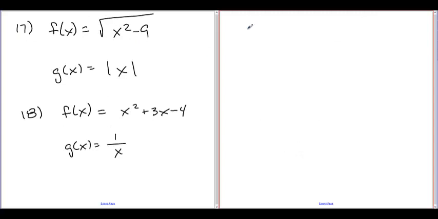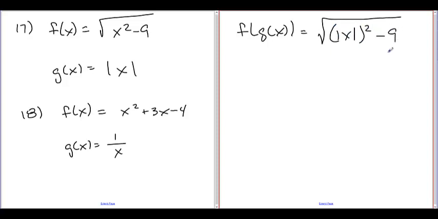Okay, the third one, we have f of g of x. So we're going to plug that into here. So we'll have the absolute value of x, quantity squared, minus 9. And g of f of x will have the absolute value of the square root of x squared minus 9, like that.